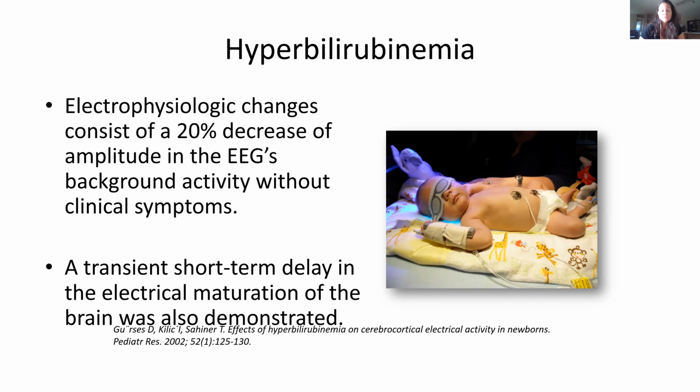And so I had used it in the past to rule out seizures, and not really thinking about it so much as just neuronal dysfunction and depression. But basically, some of these papers are showing that there are some changes, up to 20% decrease in amplitude without clinical symptoms, and that there is a delay in maturation as well. So interesting that the bilirubin, we know it can be toxic and it can cause injury, but interesting to think of it, I guess, in this way as well.